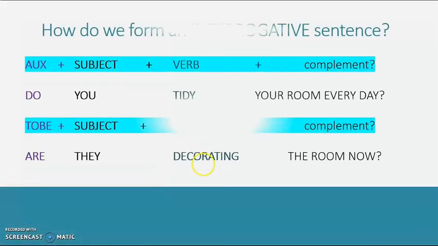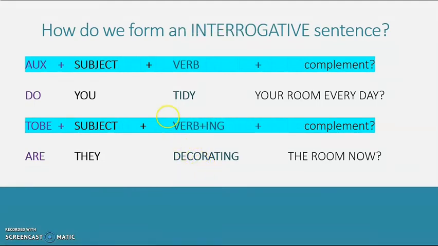Now, let's take a look at the yes-no questions. We already said that they usually start with the auxiliary or the to-be verb, plus the subject, plus the main verb. Remember the two inseparable friends in the case of present continuous, so the main verb will always go with the ing. And the complement, of course.